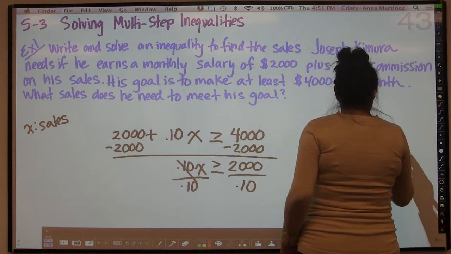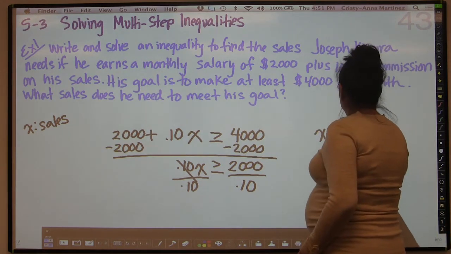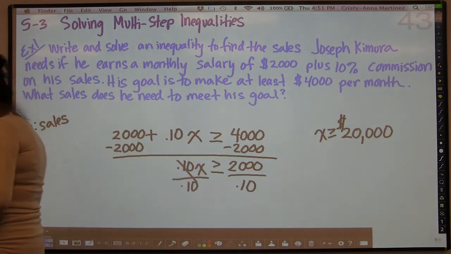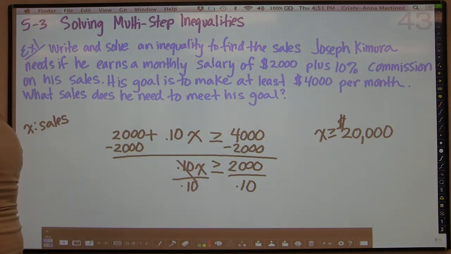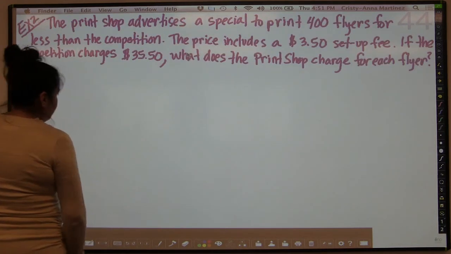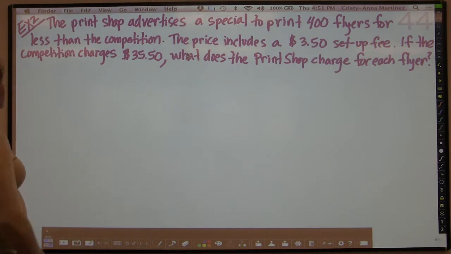OMG. Joseph has a lot of sales to get going with. Alright, so hopefully he already got started. Alrighty, $20,000, that's a lot. Alright, so now I want you to try this do-it-yourself question.